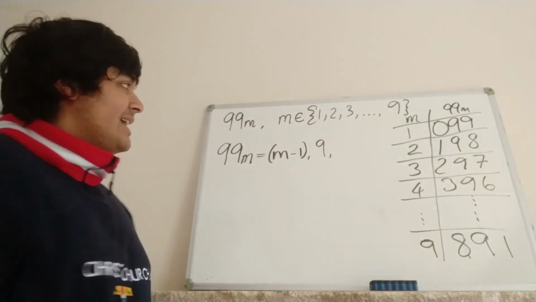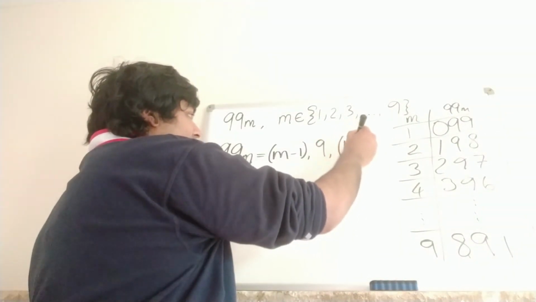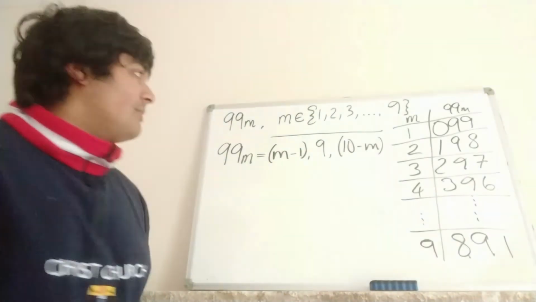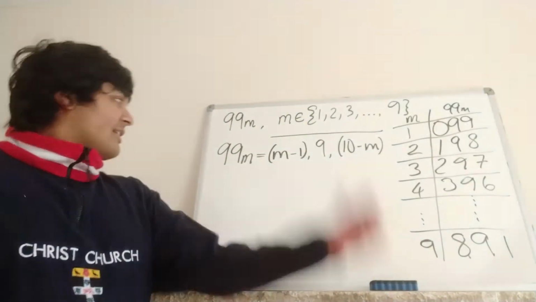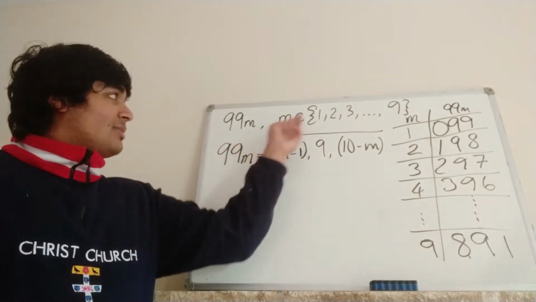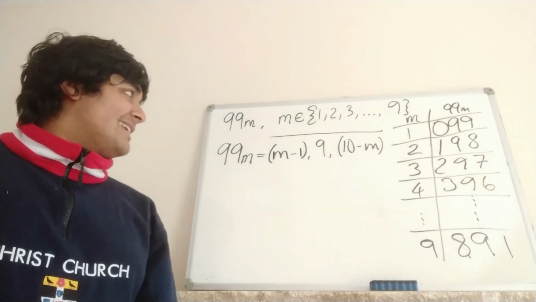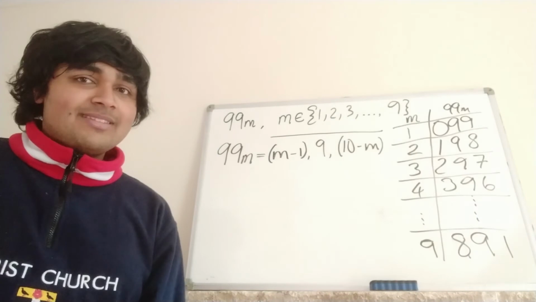So this units digit here is always just 10 minus m. And again, this is concatenated, so I'm just going to put a bar there. Okay, so we can always write 99m, when m is one of these numbers, in this form: m minus 1, concatenated with 9, which is concatenated with 10 minus m.